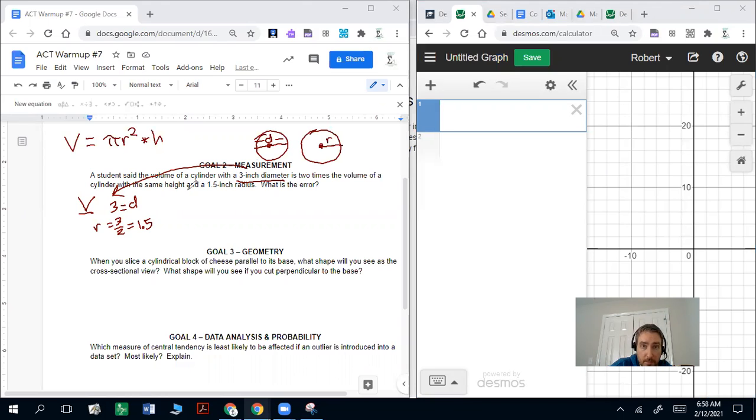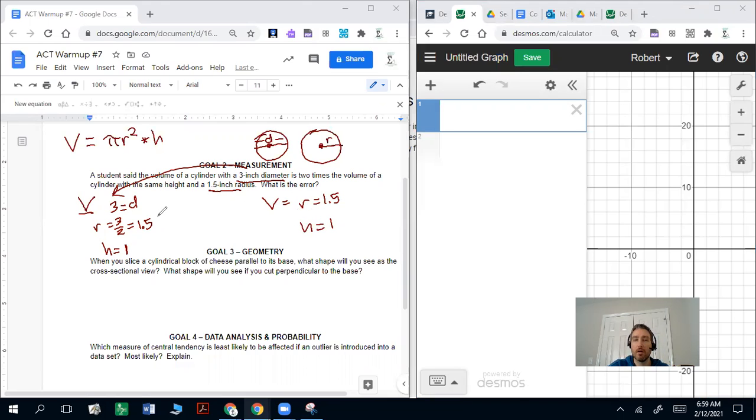So the volume of a cylinder with a 3-inch diameter is 2 times the volume of a cylinder with the same height and a 1.5-inch radius. We don't know what the height is. So let's say the height is, I don't know, 5 or 1. Let's just make the height 1. So is that 2 times the volume of a cylinder with the same height and a 1.5-inch radius? The other cylinder has a radius of 1.5 inches, same height. So we'll say the height's 1.